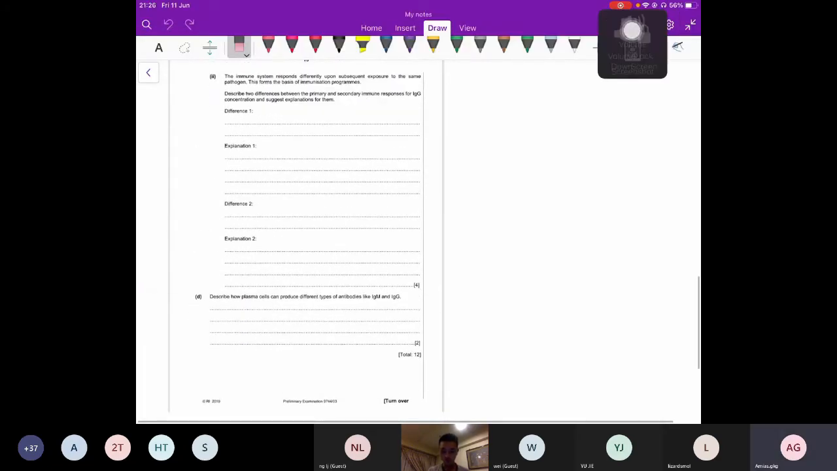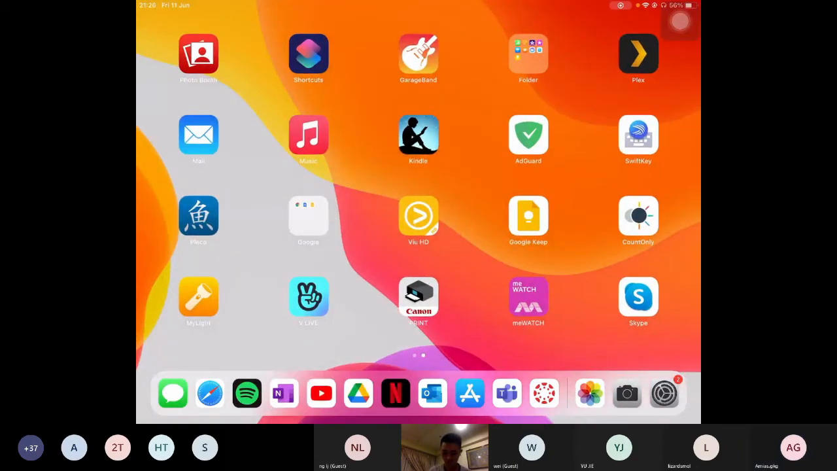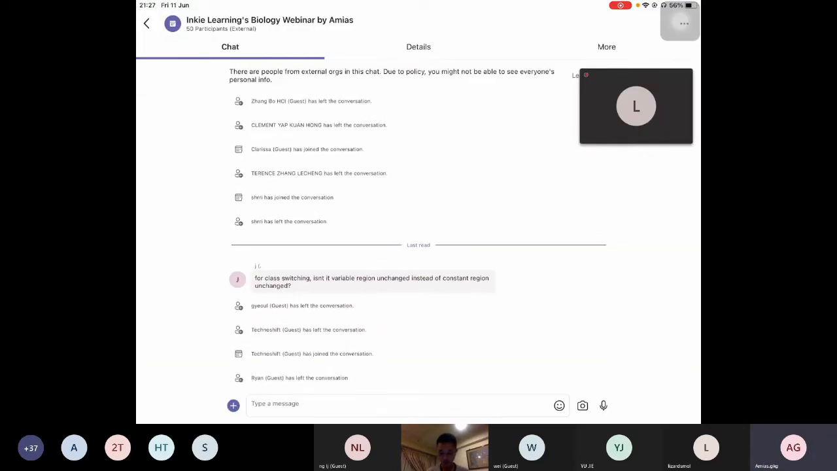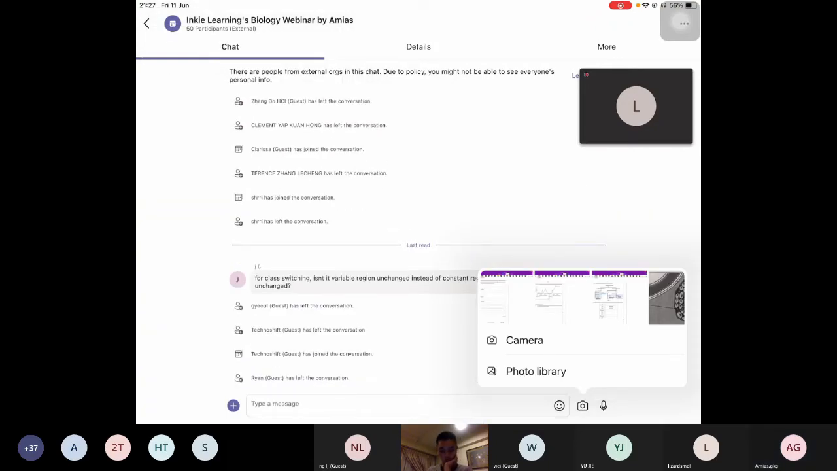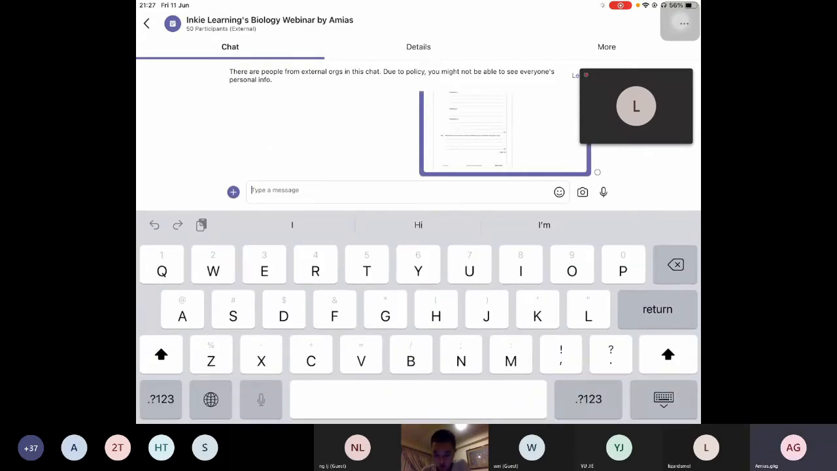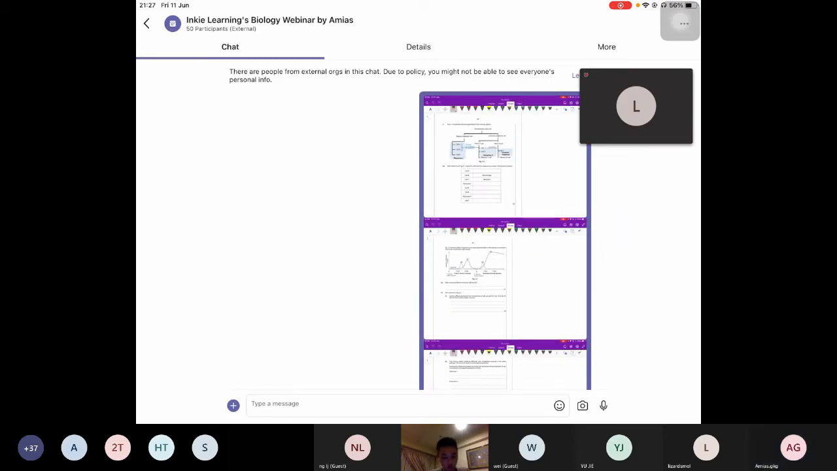You have 14 minutes, until 21:40, to do this paper, and 14 minutes is more than enough. It's in the chat, so you can look at that and do them if you want to.